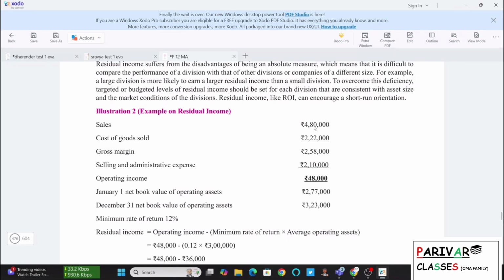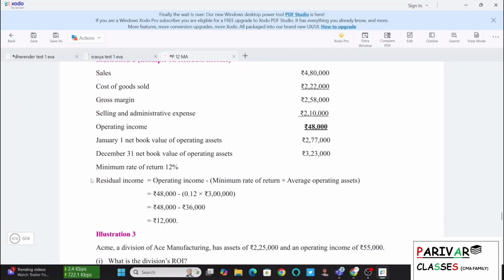This illustration 2 is very simple. You can go through it on your own. Here he has given the residual income formula, which is similar to the EVA formula. EVA means NOPAT minus capital employed into required rate of return. Here, instead of NOPAT he wrote operating income, instead of required rate of return he wrote minimum rate of return, and instead of capital employed he wrote average operating assets.